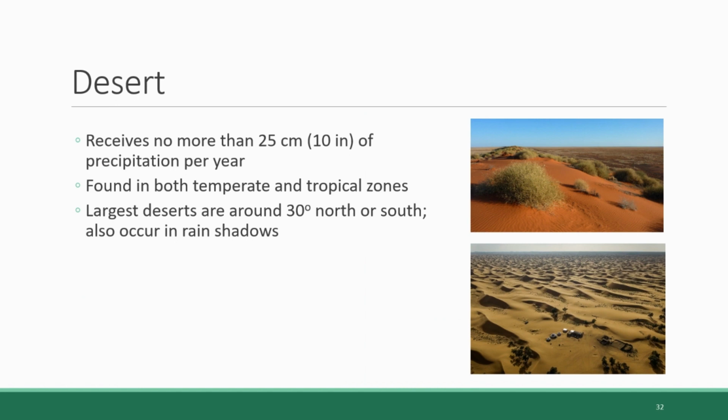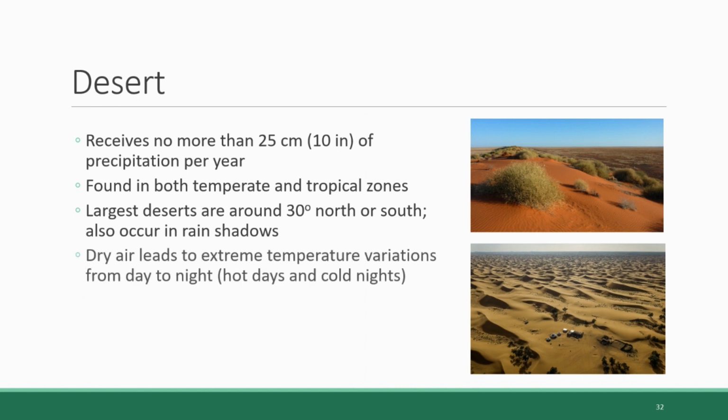And while we typically associate deserts with the heat, the reality is that deserts are both hot and cold. The dryness of the air leads to extreme temperature variations from day to night, meaning that the daytime gets very hot, especially during the summer, and then the nighttime gets very cold, especially during the winter.